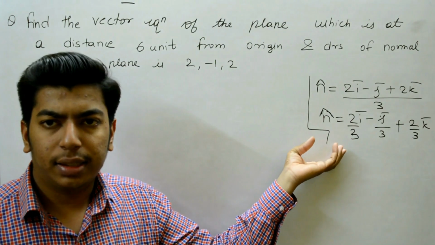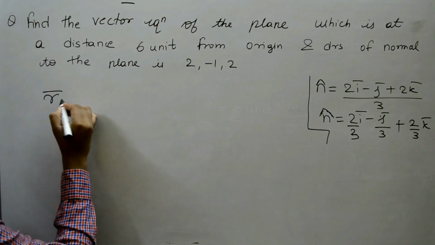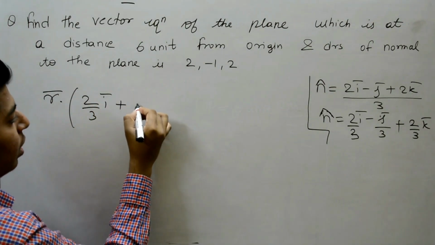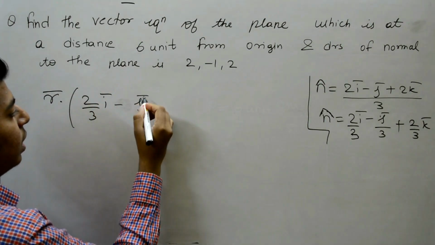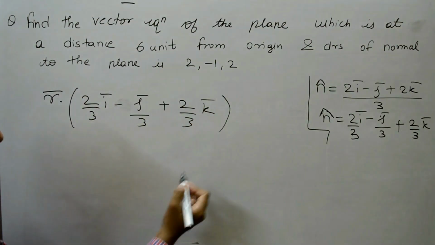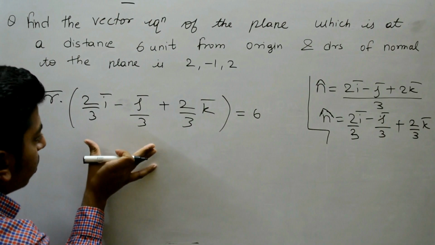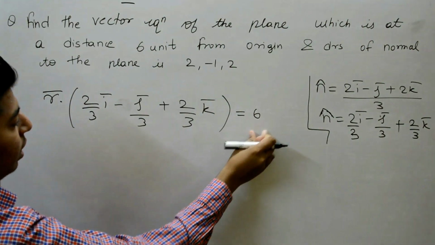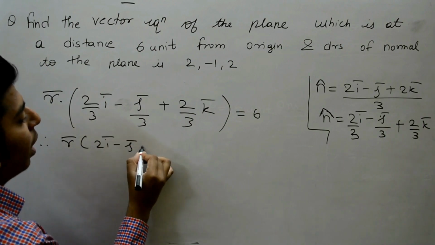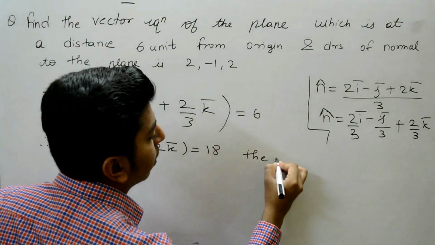So the unit vector is this. Replacing in equation number 1, r bar into the unit vector, that is 2 by 3 I bar minus J bar upon 3 plus 2 by 3 K bar, is equal to P, but P is given here, that is 6 units. Shift this 3 to the right hand side. Therefore the equation is r bar into 2I bar minus J bar plus 2K bar is equal to 18, and this is the vector equation.